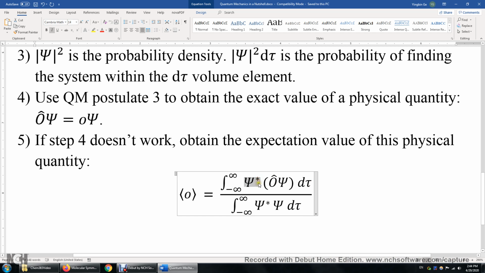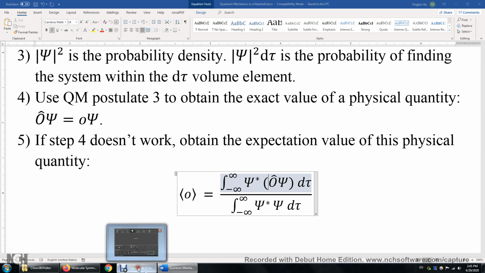of psi star, the complex conjugate of psi, and O psi. So this part is this O operator being applied to psi. So you need to evaluate this part first, and then do the multiplication, and then integrate this product with respect to d tau. And d tau is the volume element. And this integral is from -infinity to positive infinity. This suggests that we are integrating the psi star times O psi over the entire space. And then we'll be able to get the expectation value of this physical quantity O.